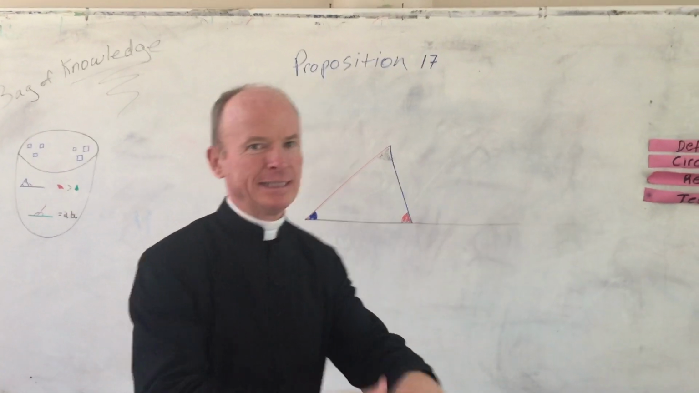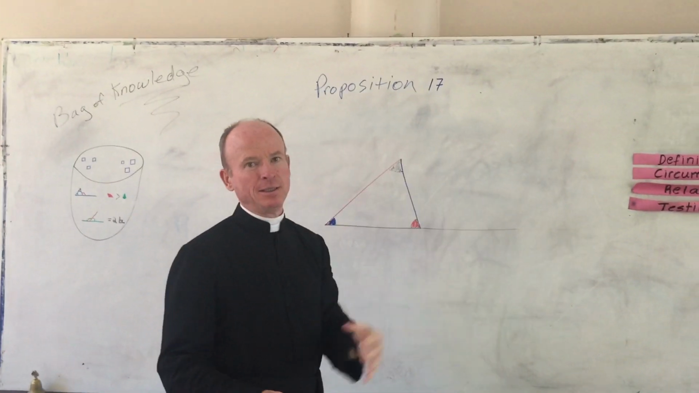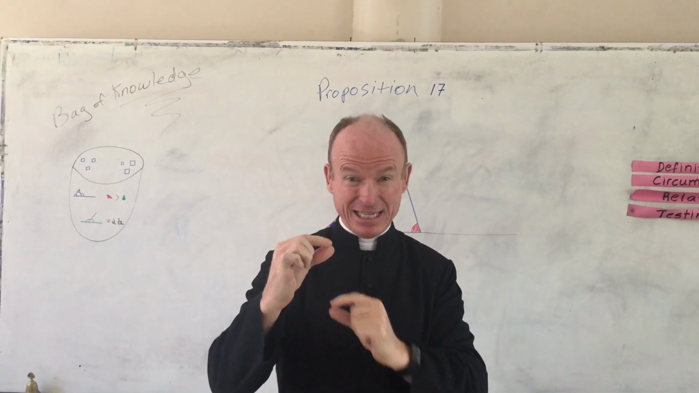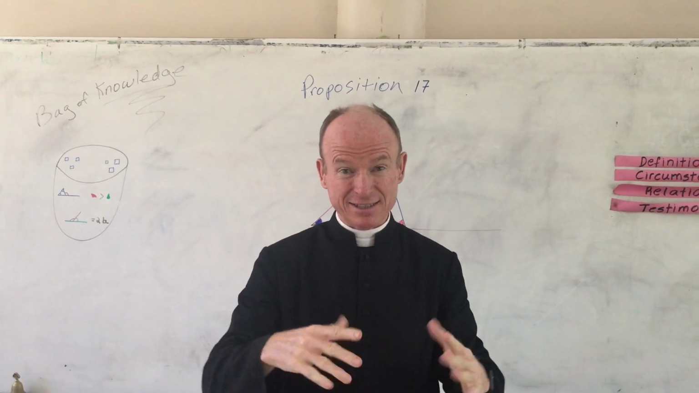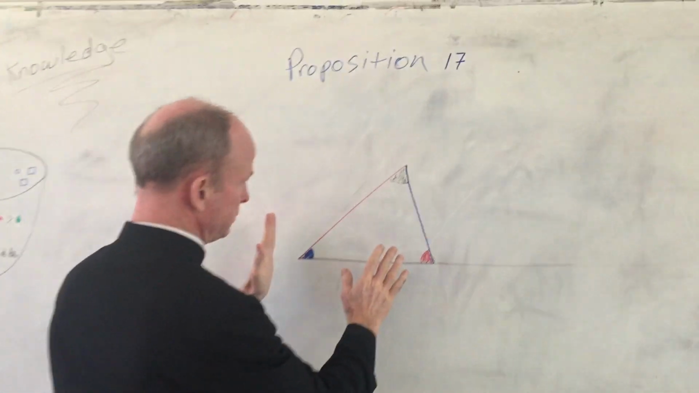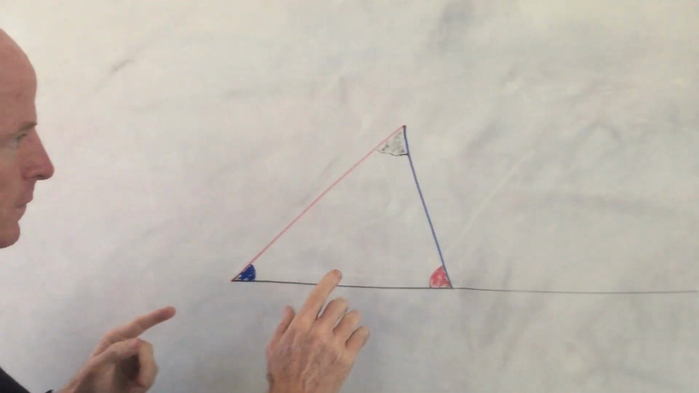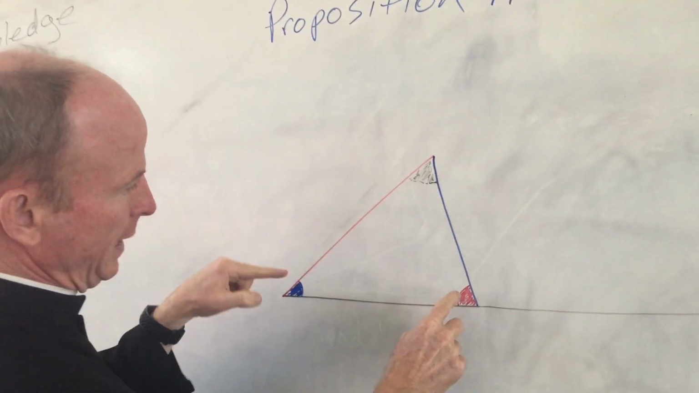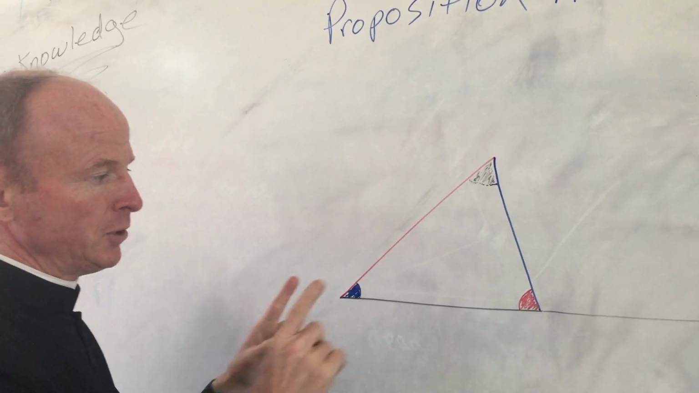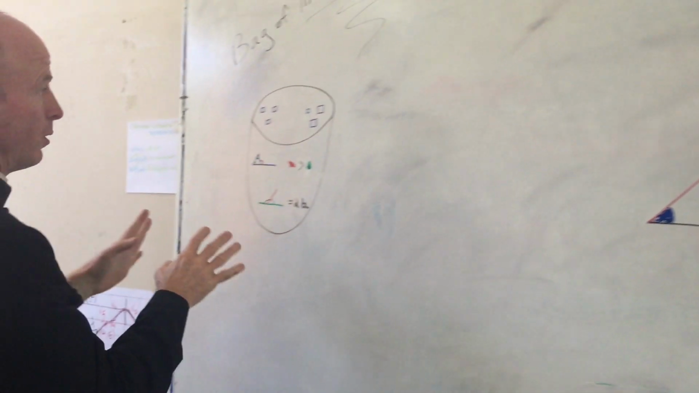Hello, dear students. Today, proposition 17, which states: in any triangle, the sum of any two angles is always less than two right angles. Okay? So given is a triangle, and we need to prove that the sum of any two angles is always less than two right angles. To do this proposition, we're going to go to our bag of knowledge.